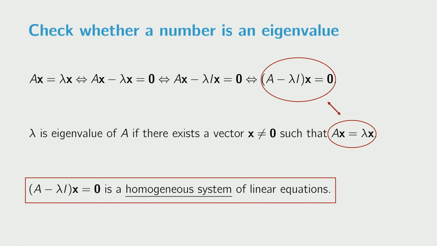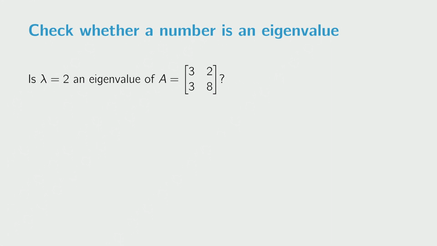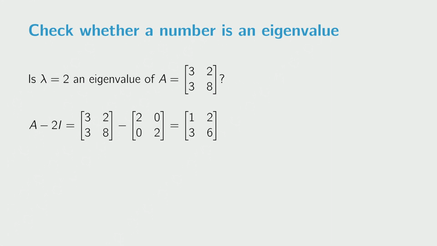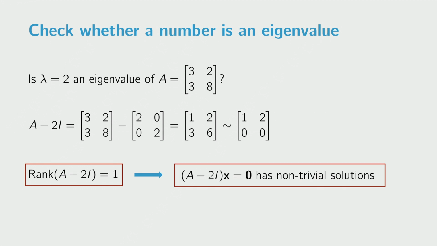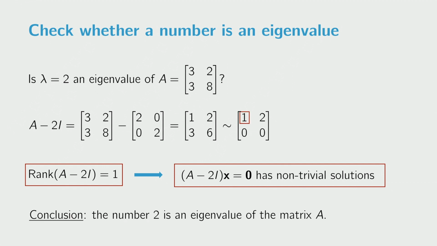Let's have a look at the example shown here. The matrix A minus 2 times I is equal to the matrix 1, 2, 3, 6, which is row equivalent to the echelon matrix 1, 2, 0, 0, which has one non-zero row only, so the rank of A minus 2 times I is equal to 1. This implies that the system A minus 2 times I times x is equal to the zero vector has non-trivial solutions, so we can conclude that the number 2 is an eigenvalue of the matrix A.